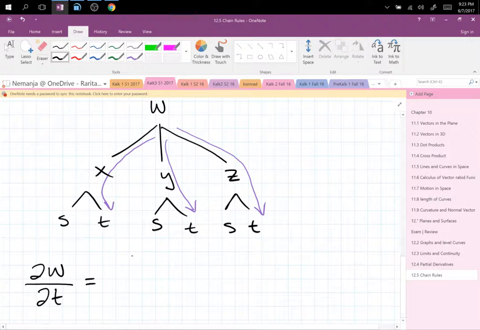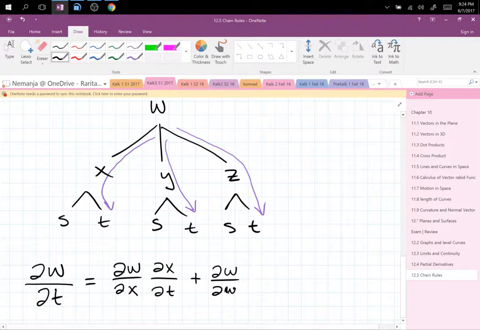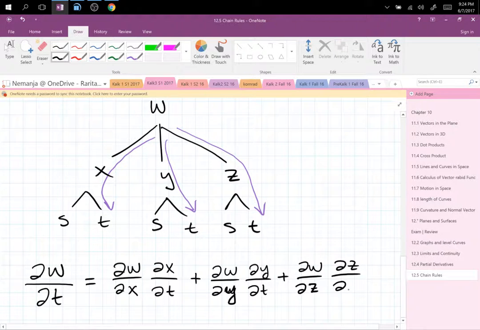We have a split, which means partial w, partial x, another split, partial x, partial t, plus a split into y, so partial w, partial y, a split s and t again, partial y, partial t, plus a split, so partial w, partial z, another split, partial z, partial t.